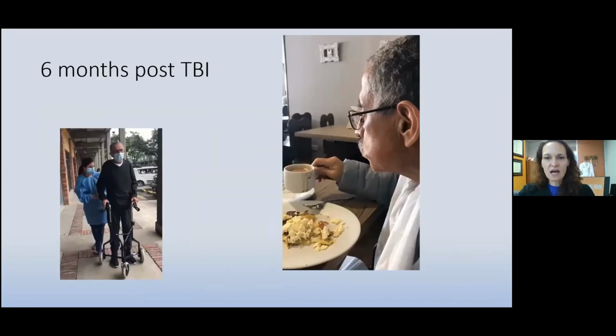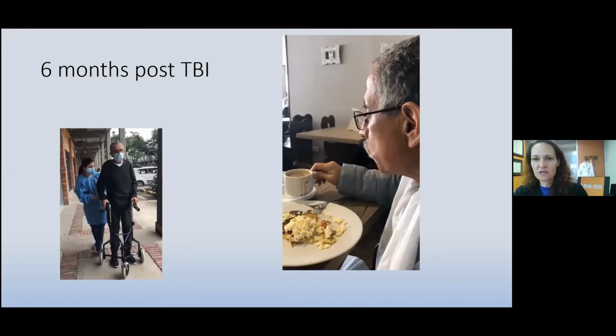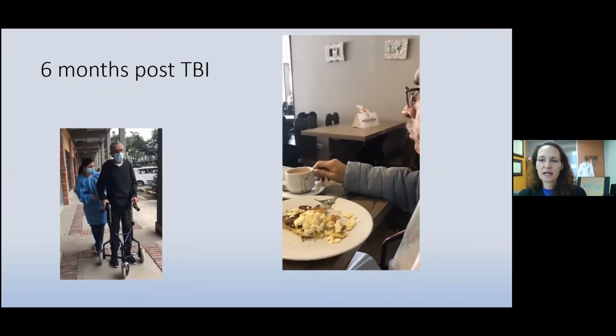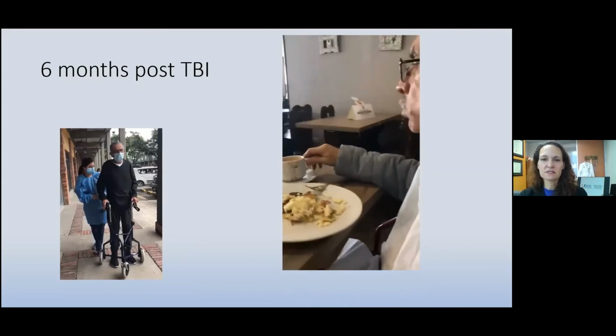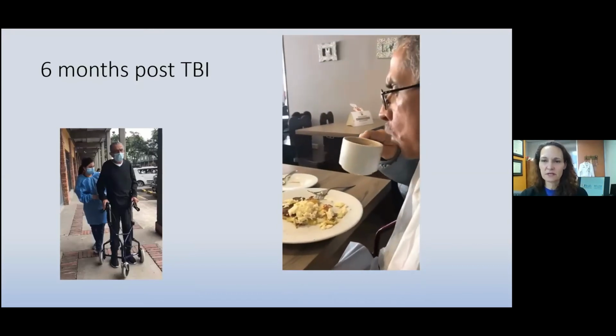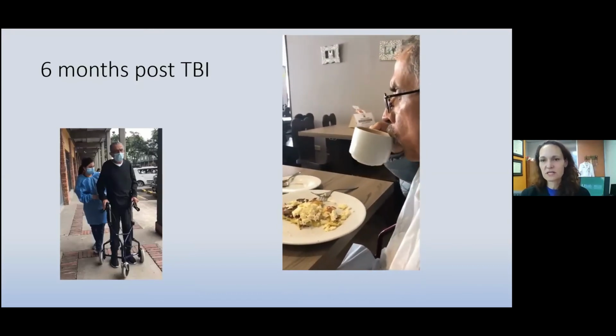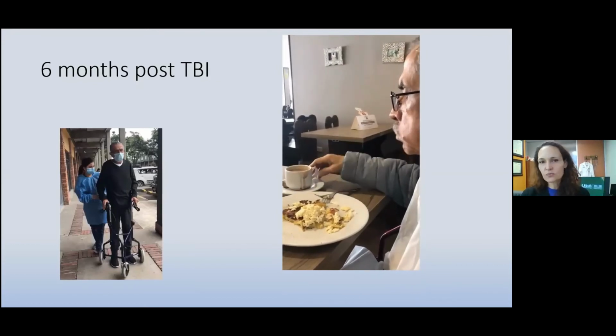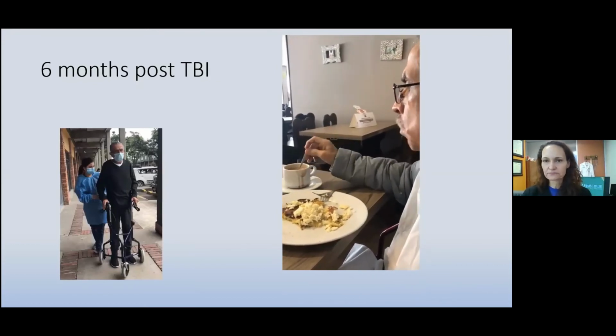So this is this guy at 6 months. He's using a stand-up walker still with physical therapy. 6 months is not that long after this kind of TBI. And this is him having his breakfast. He's able to eat breakfast, these are his ADLs. And it's only at 6 months.